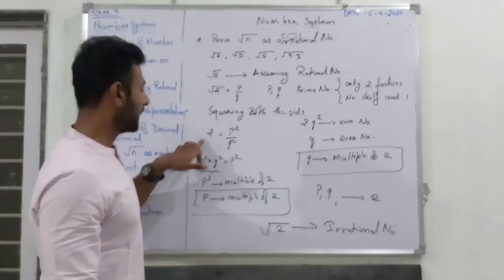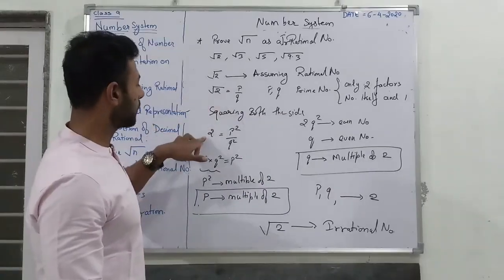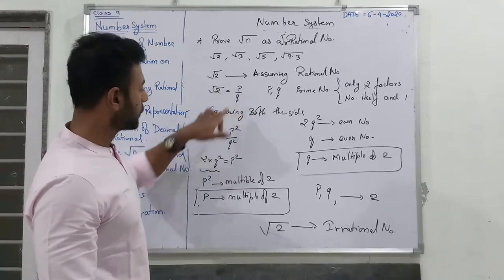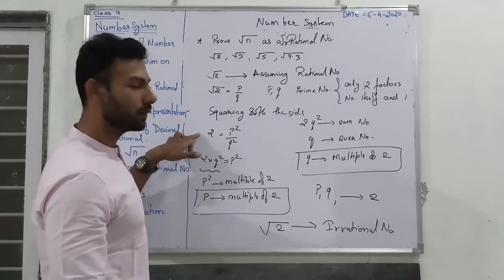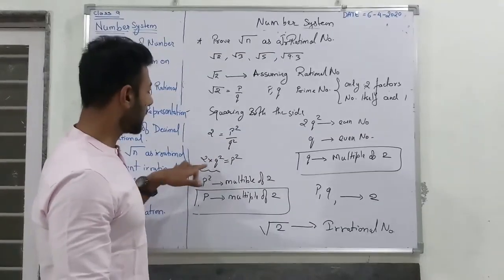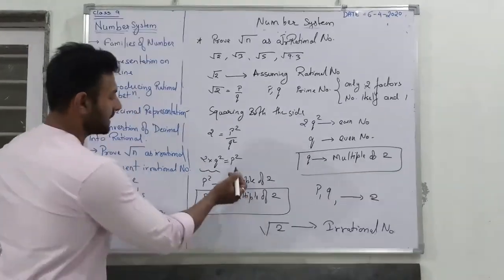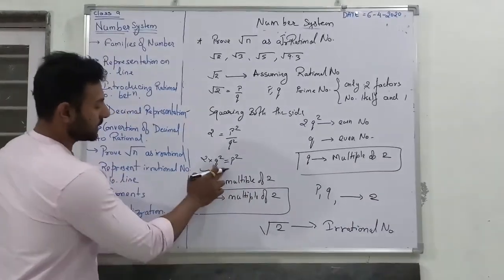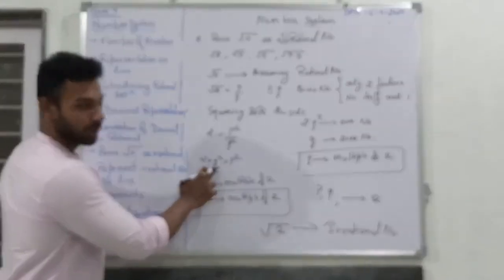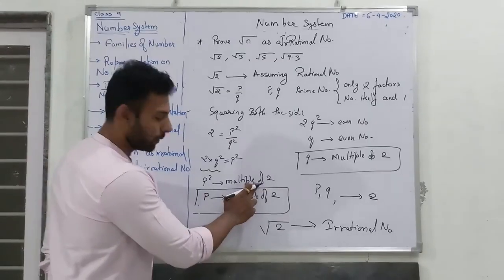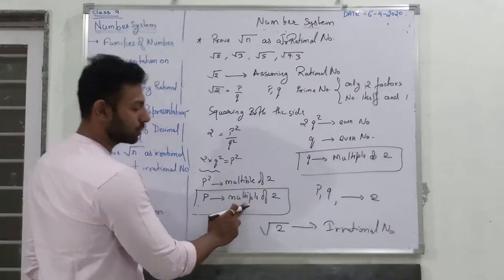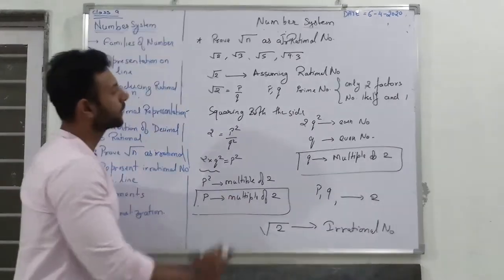Now, squaring both the sides, we get root 2 squared into the form of 2. Here P square by Q square, this Q square will go over here. So it will be 2 times Q square is equal to P square. Now, as we can see, this P square is equal to 2 times Q square, so it is a multiple of 2. So P will also be a multiple of 2.